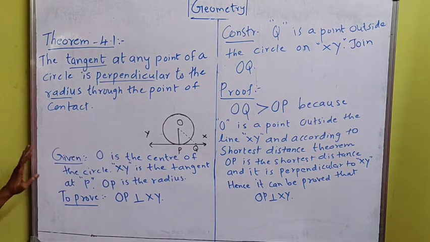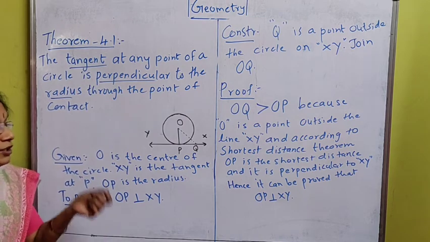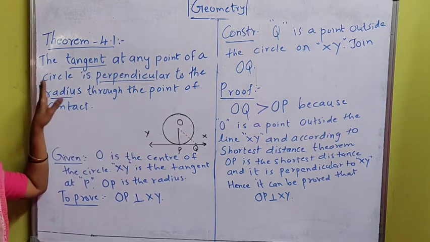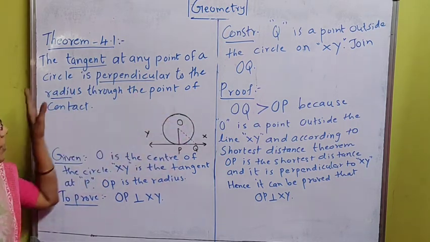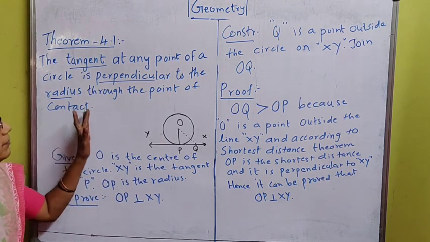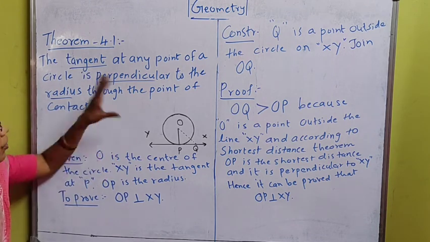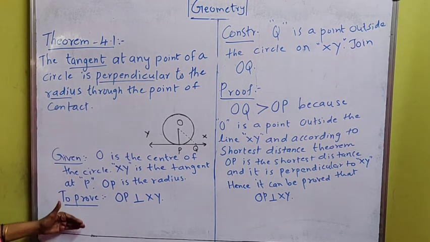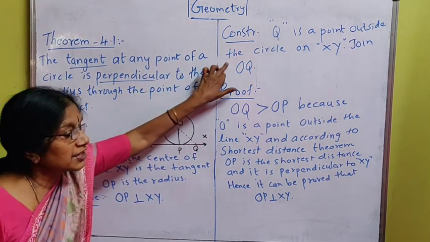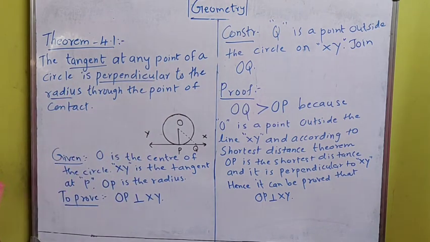This is a very important theorem because on this theorem only sums will be calculated. So you have to remember this theorem. What does the theorem say? The tangent at any point of a circle is perpendicular to the radius through the point of contact. So learn this theorem, see what the diagram is, write down what is given, to prove, construction and proof. These steps are there. Without construction this theorem cannot be proved. So this is theorem 4.1.